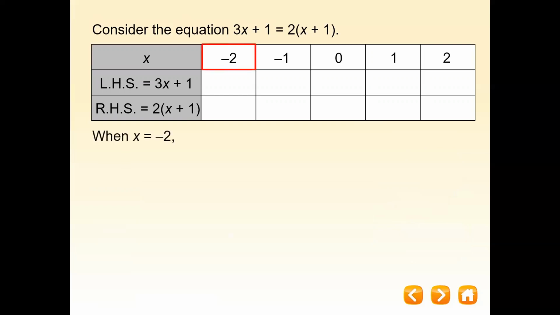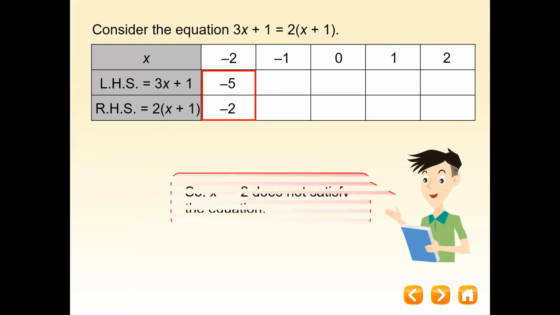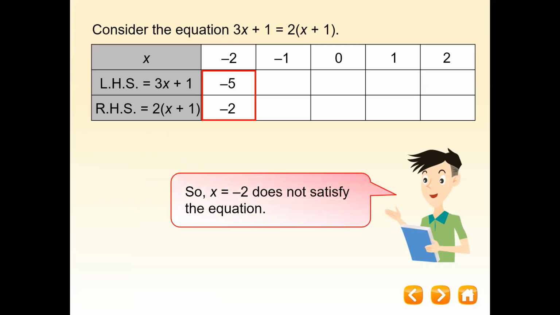We start from left. When x equals to -2, left-hand side equals to 3 times -2 plus 1 equals to -5. Right-hand side equals to 2 times bracket -2 plus 1 equals to -2. When x equals to -2, the value on the left-hand side does not equal the value on the right-hand side. So x equals to -2 does not satisfy the equation.